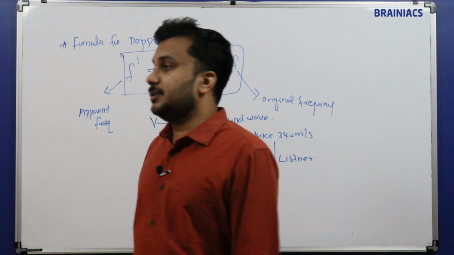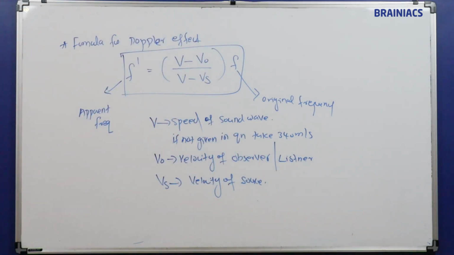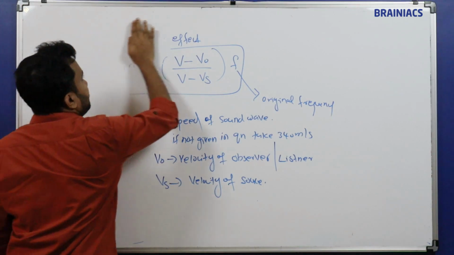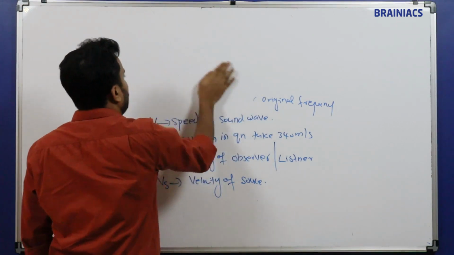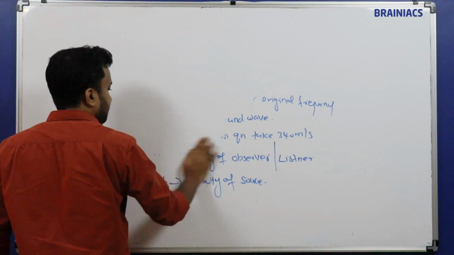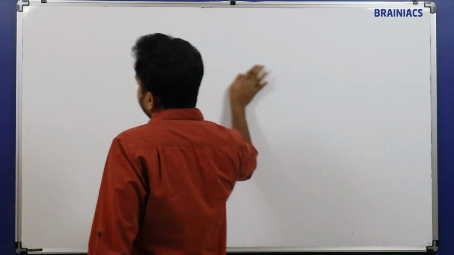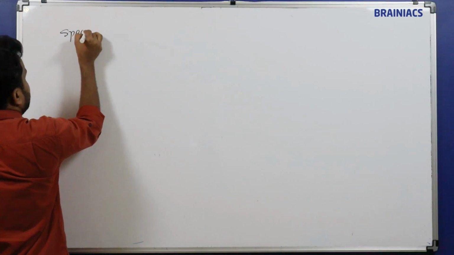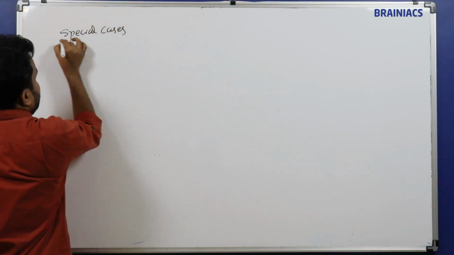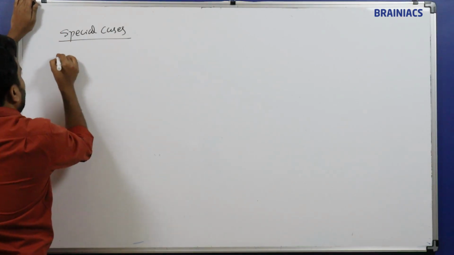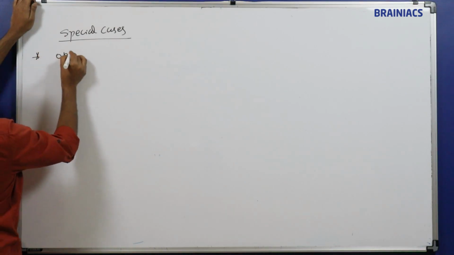Based on this we are going to solve some questions. I have to explain some sign conventions and different cases we are going to see. Some special cases, then we'll move to the questions. So you can write the heading called special cases. The first case: V naught, observer at rest.